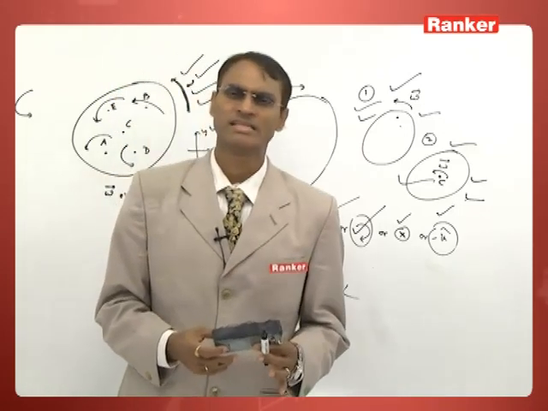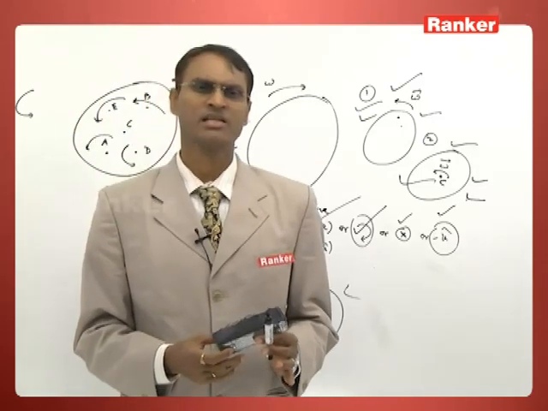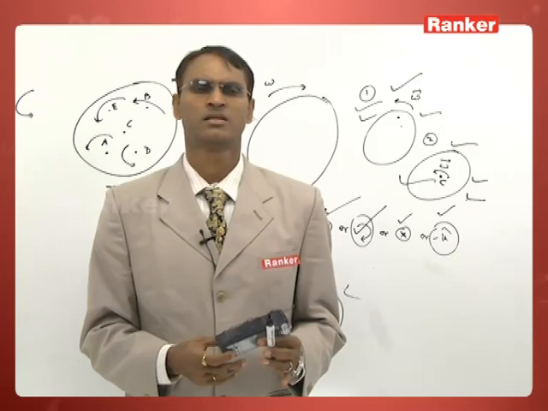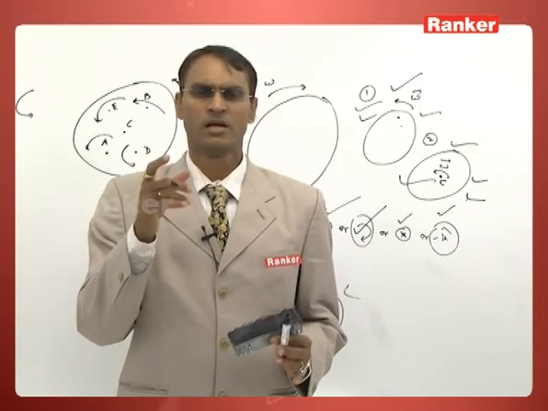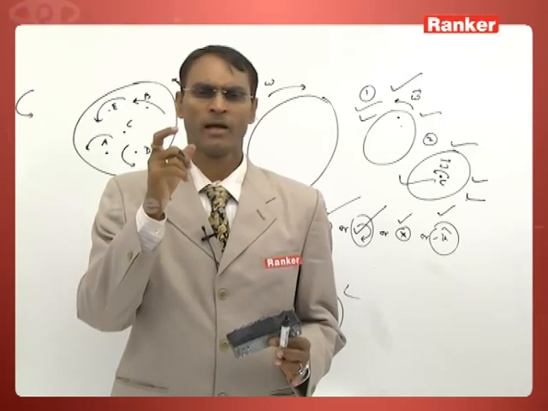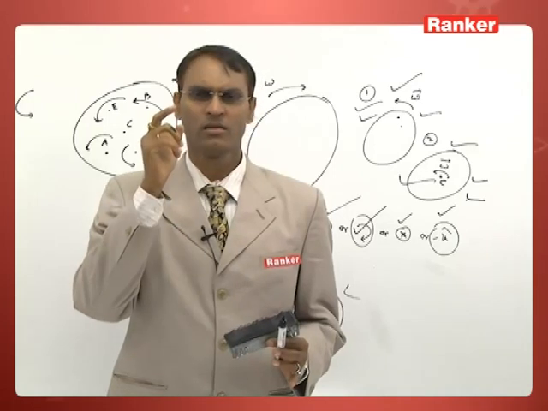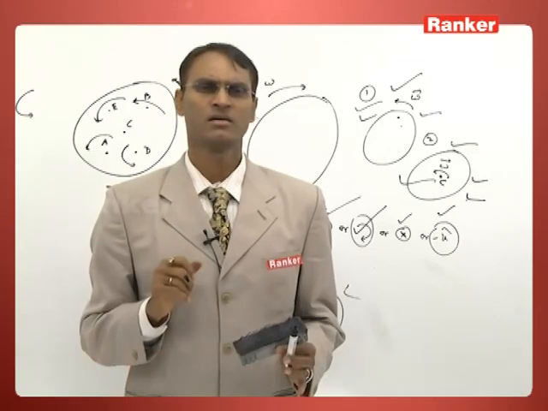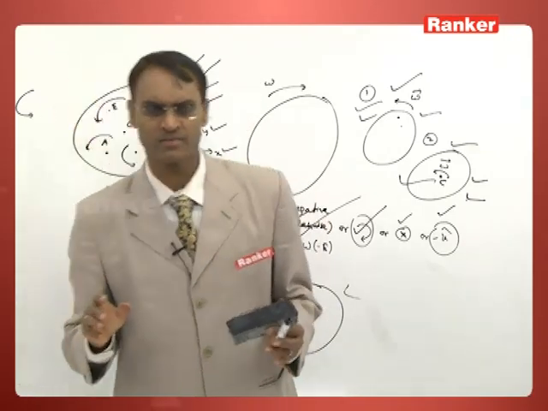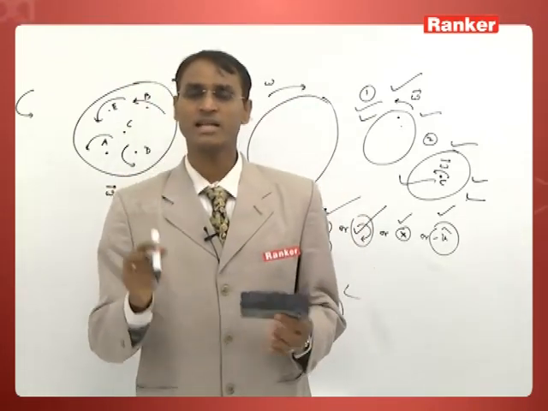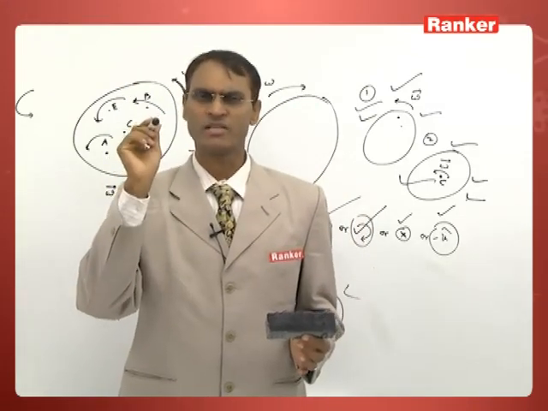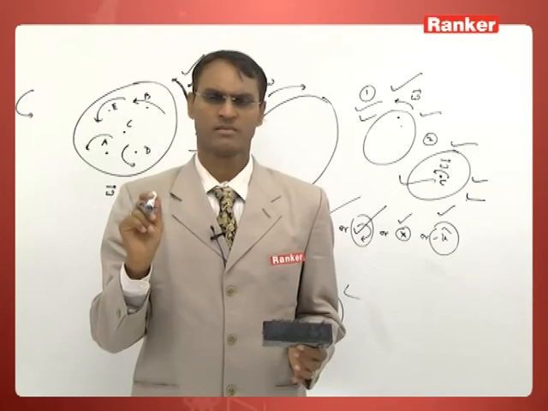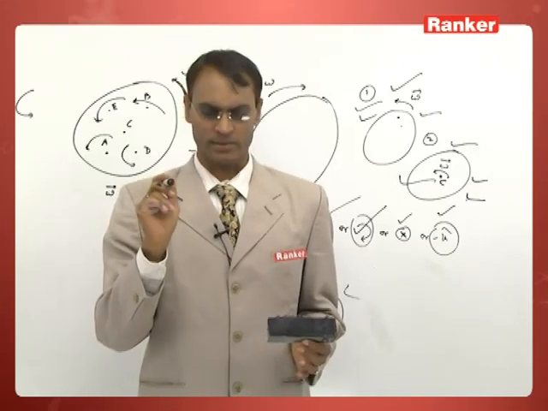Omega is an axial vector. An axial vector is a vector which has no fixed origin. Where is the tail of that vector, where is the head of that vector, nobody can say precisely, but we can say that the vector exists, lying along the positive x direction or positive y direction or positive z direction, but nobody can say precisely where exactly the vector is directed.